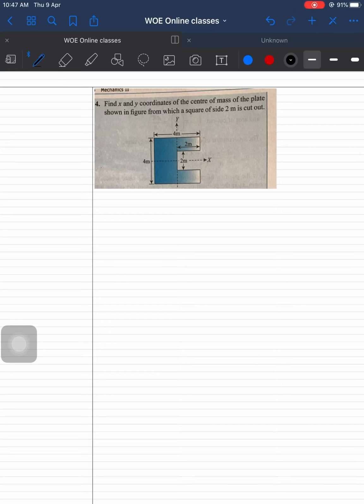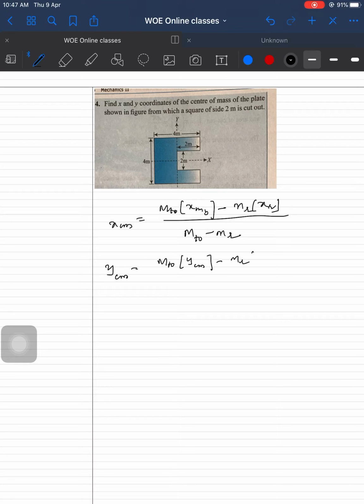from uniform bodies, the x center of mass is equal to total mass into x center of mass before, minus removed mass into x component of center of mass of the removed part, divided by total mass minus removed mass. Y center of mass is also m total y center of mass minus mass removed y center of mass, by m total minus m removed.